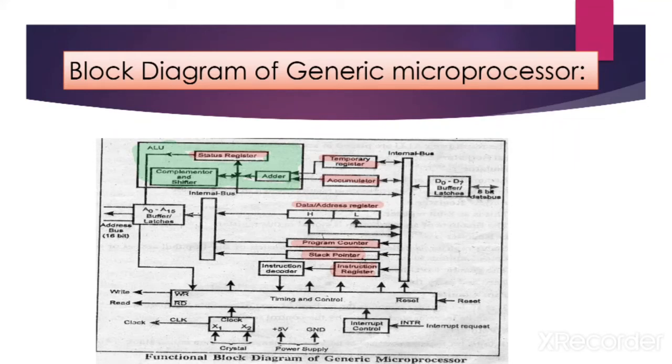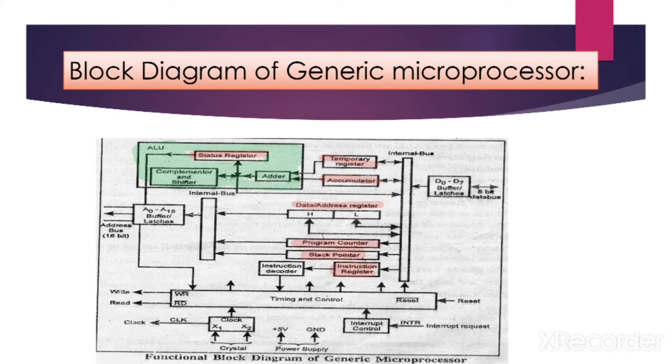Block diagram of generic microprocessor. Microprocessor is a primary functioning unit. The figure shows the detailed block diagram of a generic microprocessor, that is, a general microprocessor. It consists of the following blocks.